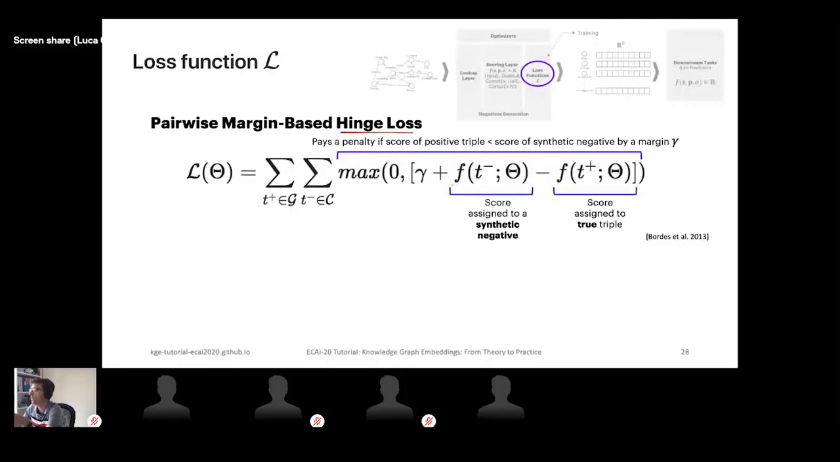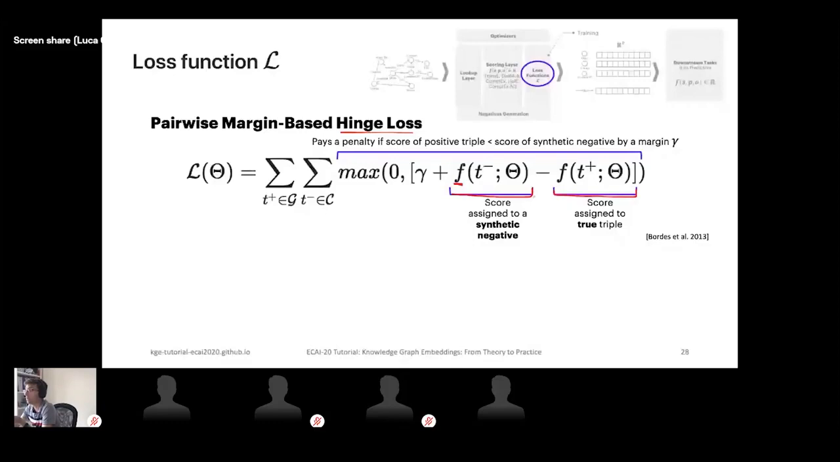It includes the score assigned to positive and negative triples by the scoring function f that we described earlier on, right? This is where f goes during training, right? So in a nutshell, this function makes me pay a penalty if the score associated to a true triple is smaller than the score associated to a negative by a margin gamma.